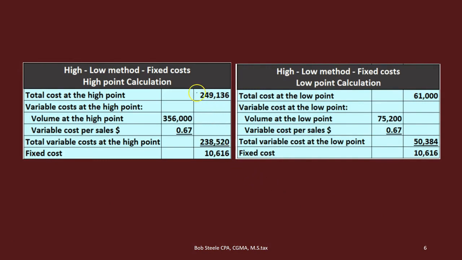We can see that at the high point we have a much larger total cost than at the low point. And we can see that the variable portion, of course, is highly different. That's what's going to change. The fixed portion is what remains the same in this calculation. That's what we would expect at the two extreme points using this high-low method.